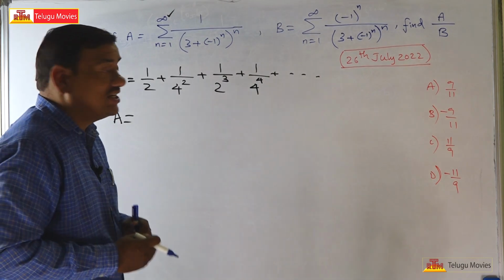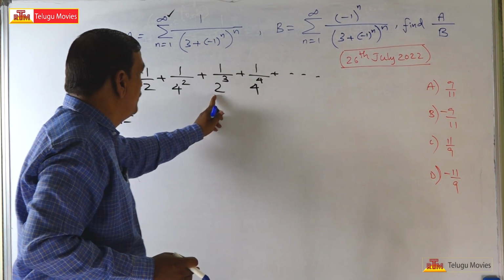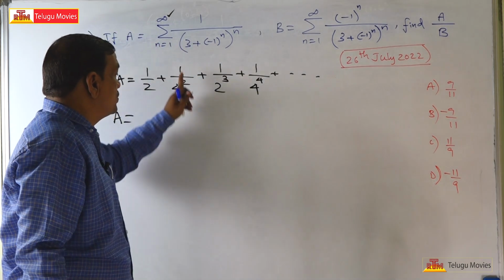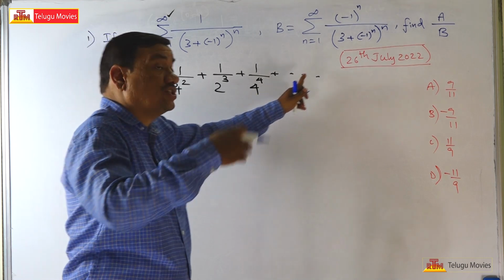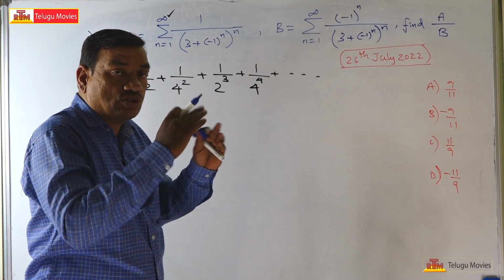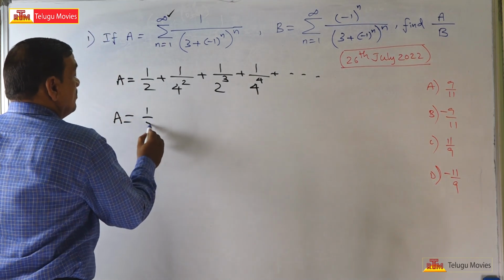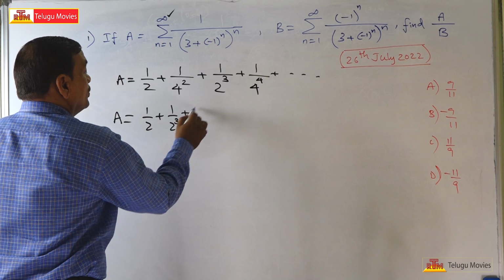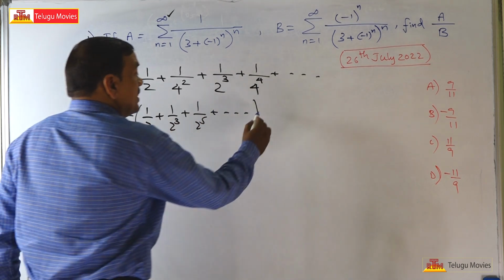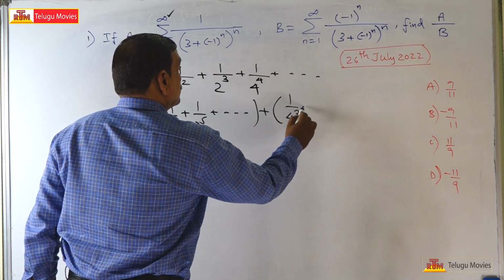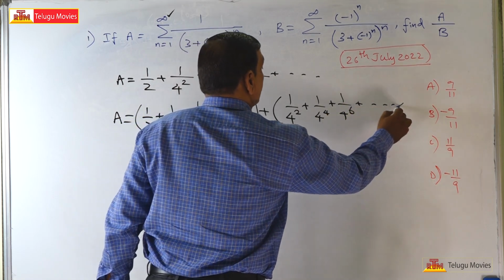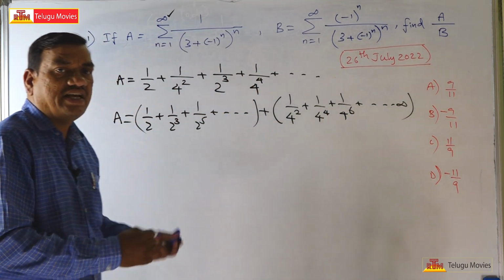Shall I rearrange the terms here? 1 by 2, 1 by 2 cube, 1 by 2 to the power of 5; all those things are there. Here also 1 by 4 square, 1 by 4 power 4, next 1 by 4 power 6, next 1 by 4 to the power of 8, like that. So let us rearrange the terms. That means 1 by 2 plus 1 by 2 cube plus 1 by 2 to the power of 5, and so on to infinity, plus all 4 terms: 1 by 4 square plus 1 by 4 power 4 plus 1 by 4 power 6 plus so on to infinity. I just rearranged the terms.